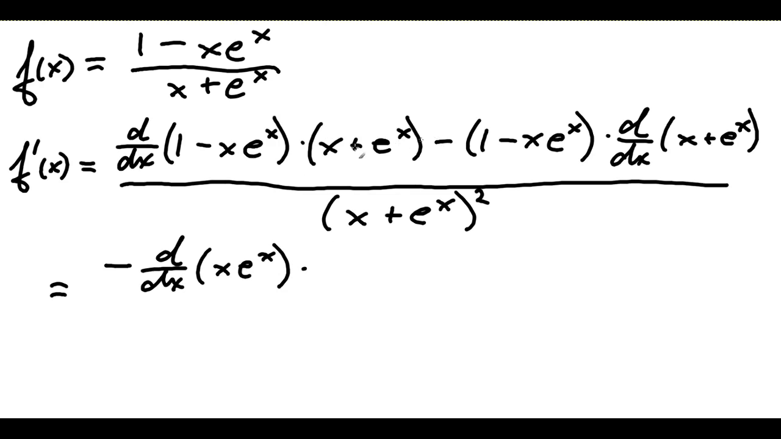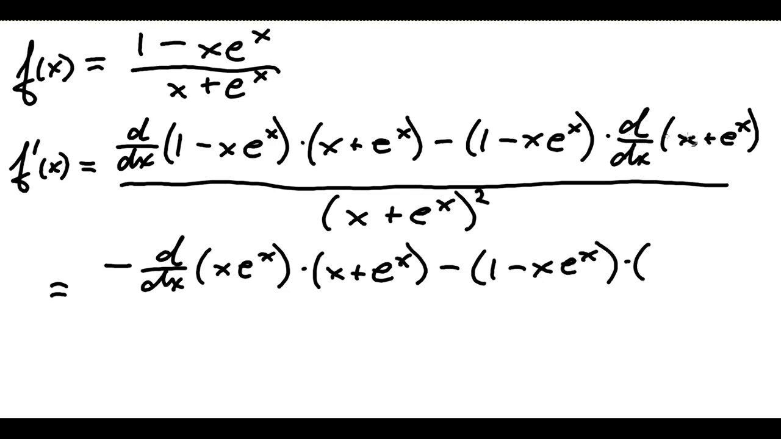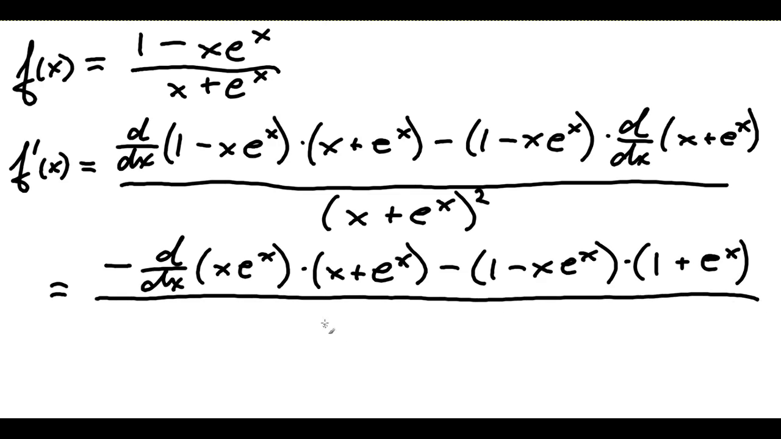And now we'll copy the parts that haven't changed. So we have times (x plus e to the x), minus (1 minus x e to the x) times the derivative of x plus e to the x. Again, we differentiate term by term. The derivative of x is 1. The derivative of e to the x is e to the x. So we have 1 plus e to the x there, all over (x plus e to the x) quantity squared.